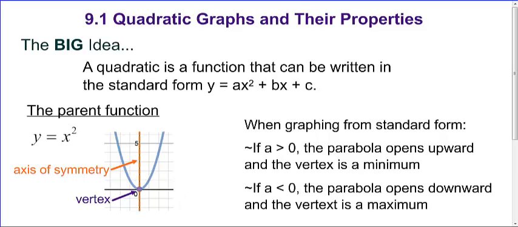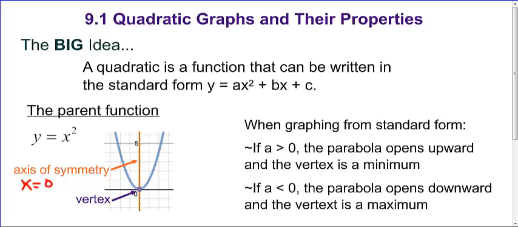And it also has an axis of symmetry. That's the line where we have symmetry of the parabola on either side. And so in this case, that axis of symmetry would be the line x equals 0. All right, some things to know.